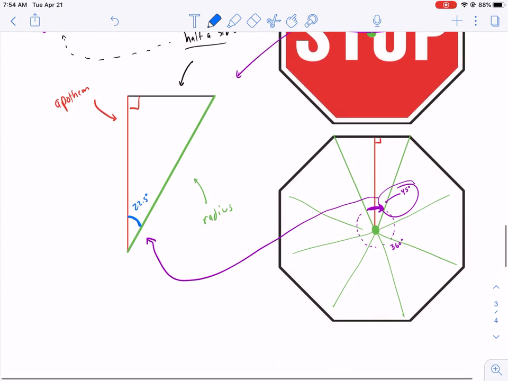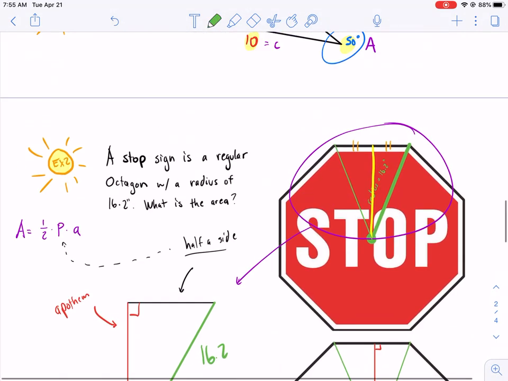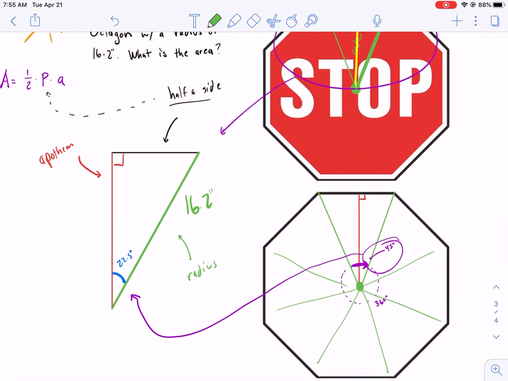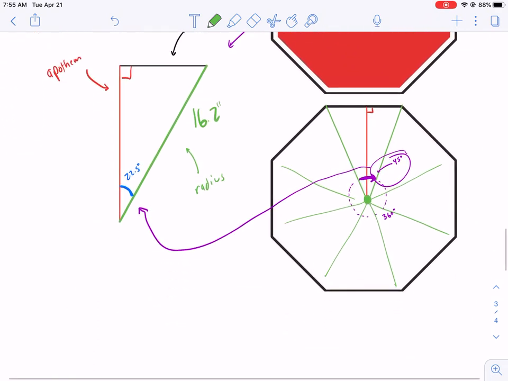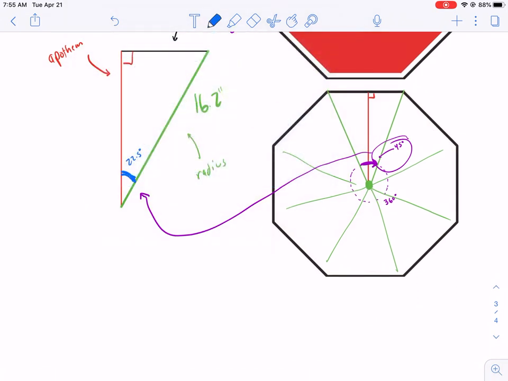Okay, so let's fill in what we know. We know that the radius is 16.2 inches. Right? Yes. Okay. And let's relate everything in terms of this blue angle. This blue angle is our reference angle.